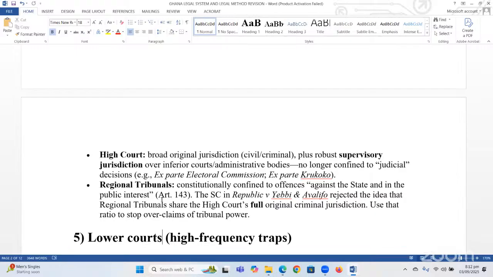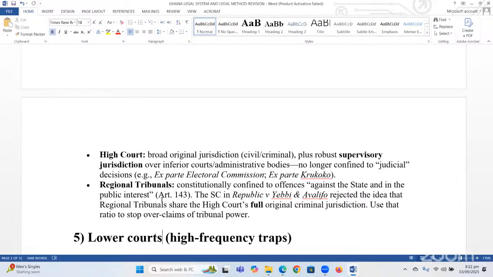And apart from the original jurisdiction in civil and criminal cases, it also has supervisory jurisdiction over lower or inferior courts below it and other quasi-judicial bodies.